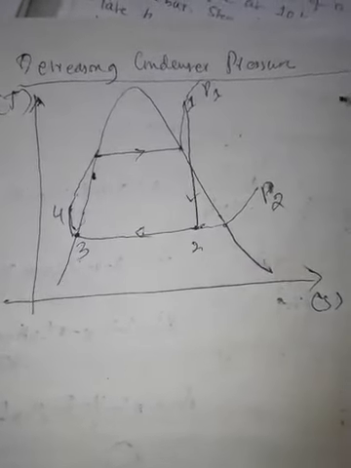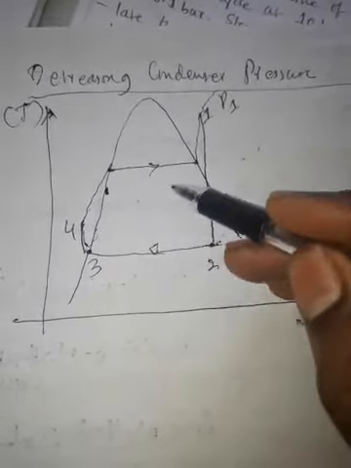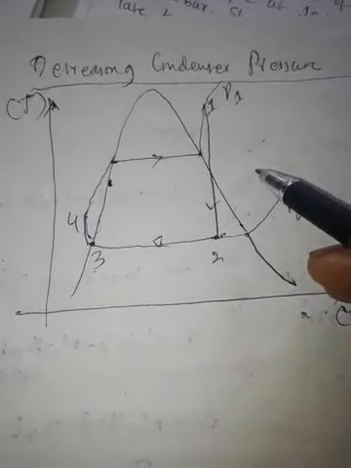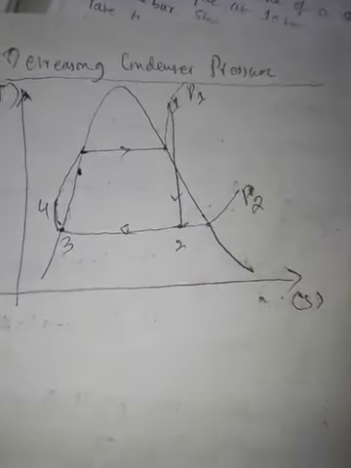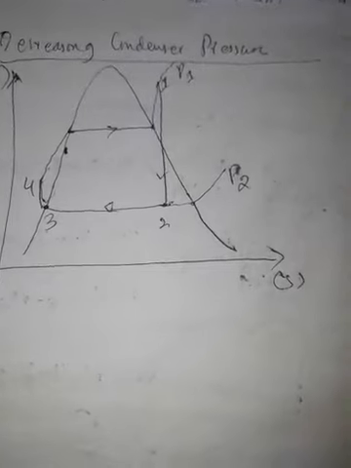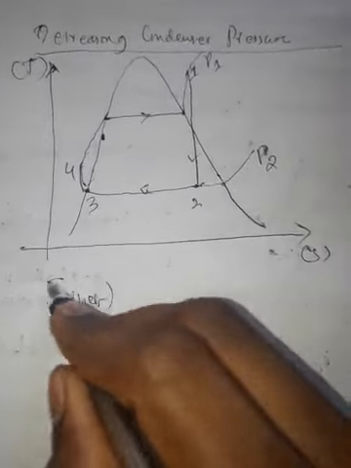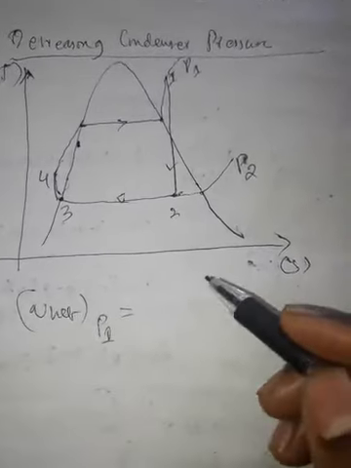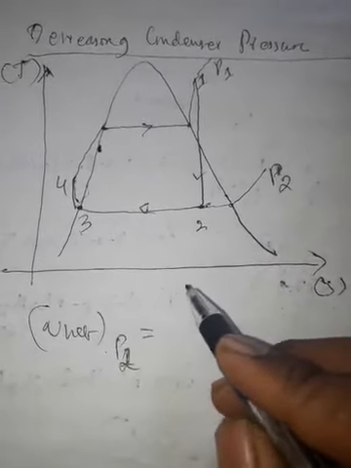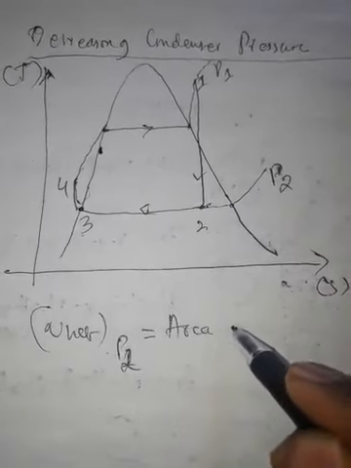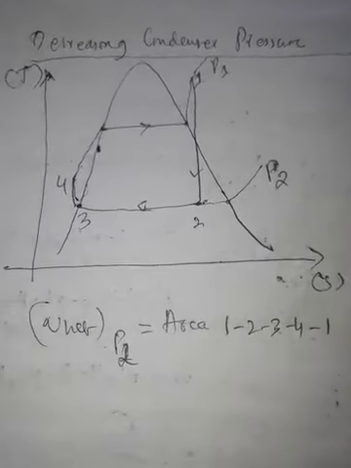Now here the area enclosed by this complete cycle is the net work developed. So here the net work W net when the condenser pressure is P2 is the area enclosed by 1 2 3 4 1 on this TS diagram.